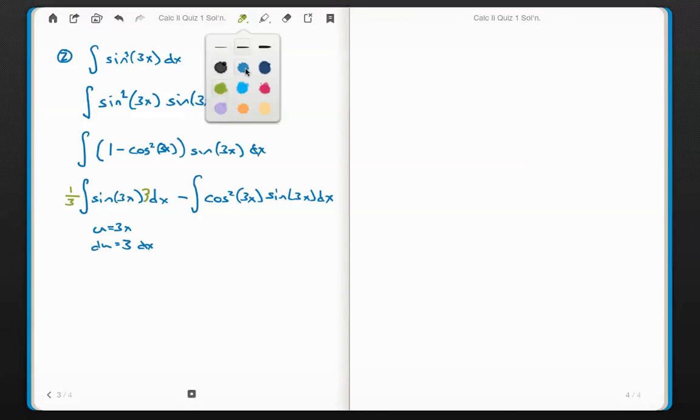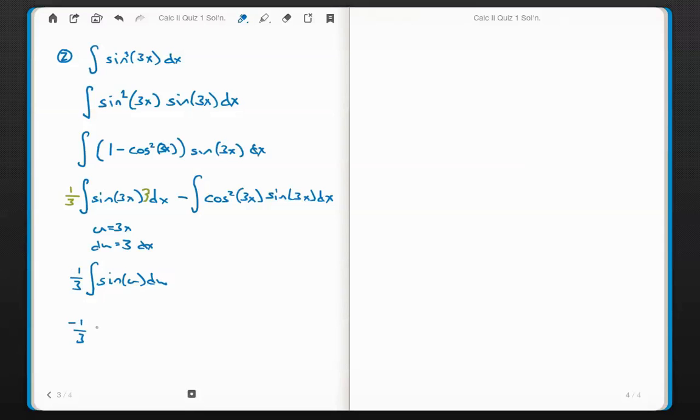Okay. So now I've got 1/3 times the integral of the sine of u du. Because I've got a 3dx right there, so that's just du. So that equals, the derivative of sine is cosine, so the integral of sine is negative cosine. So that's 1/3 negative cosine 3x.